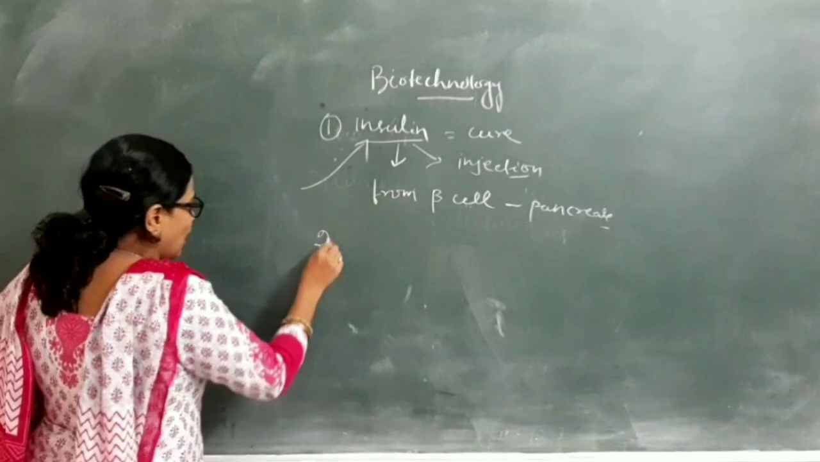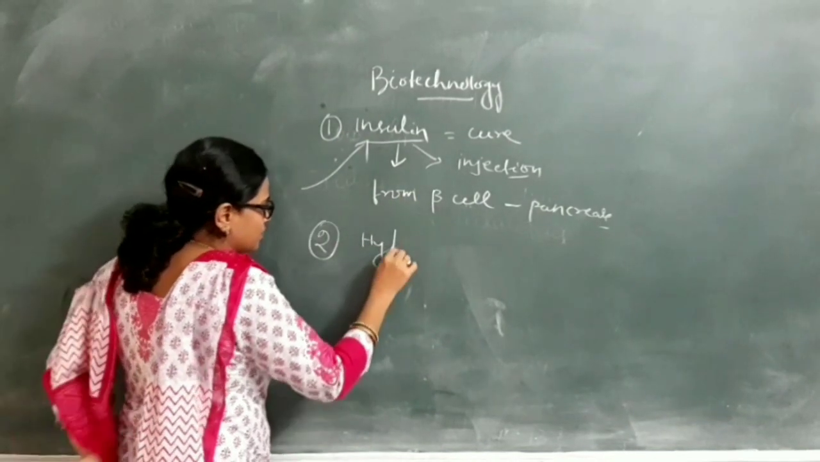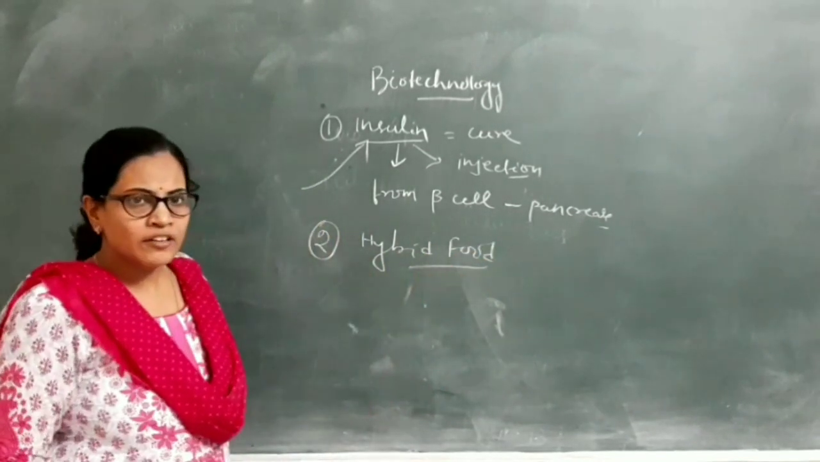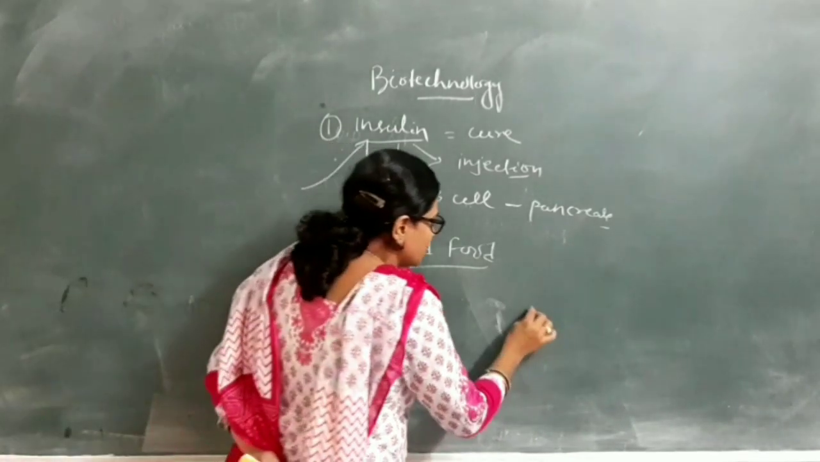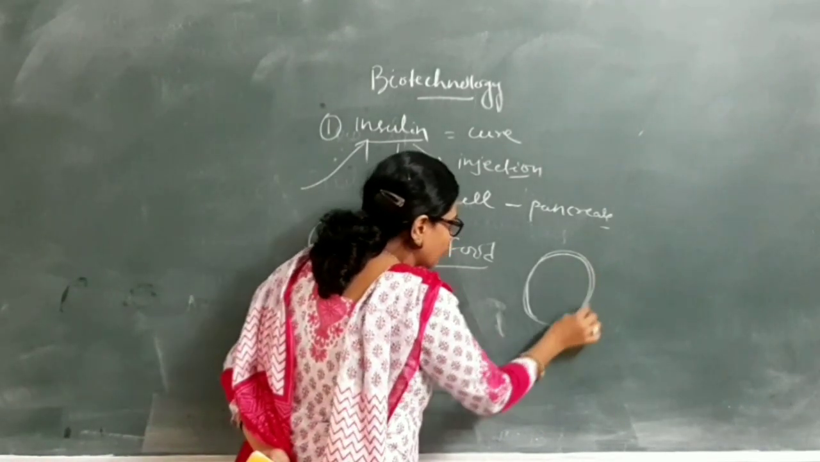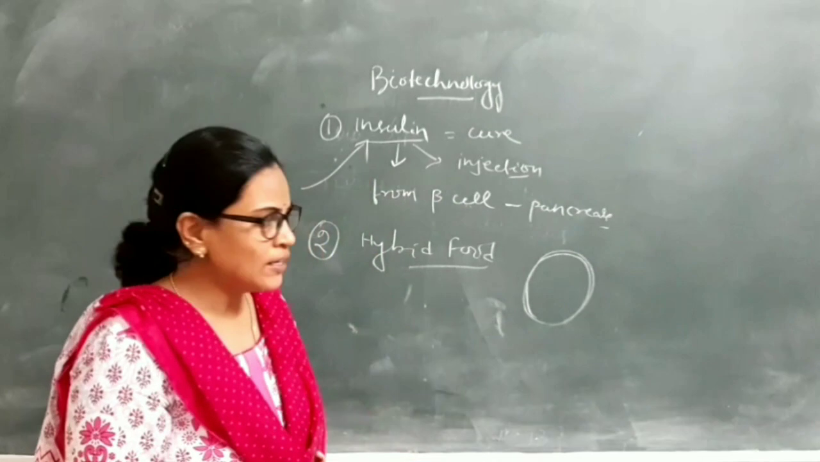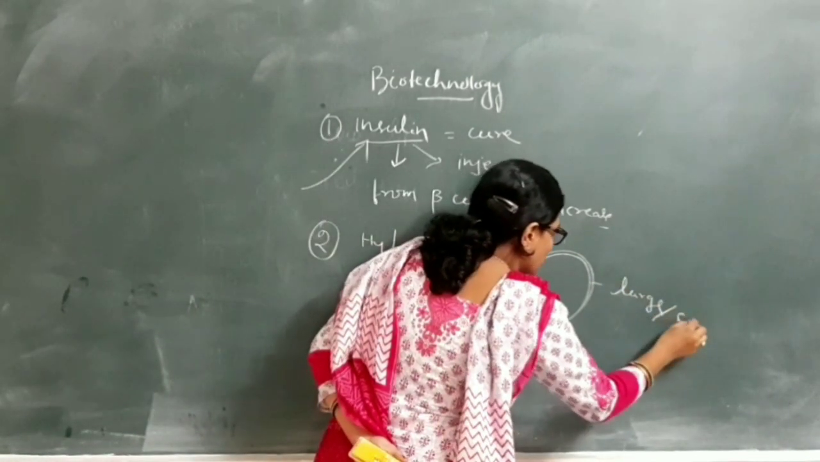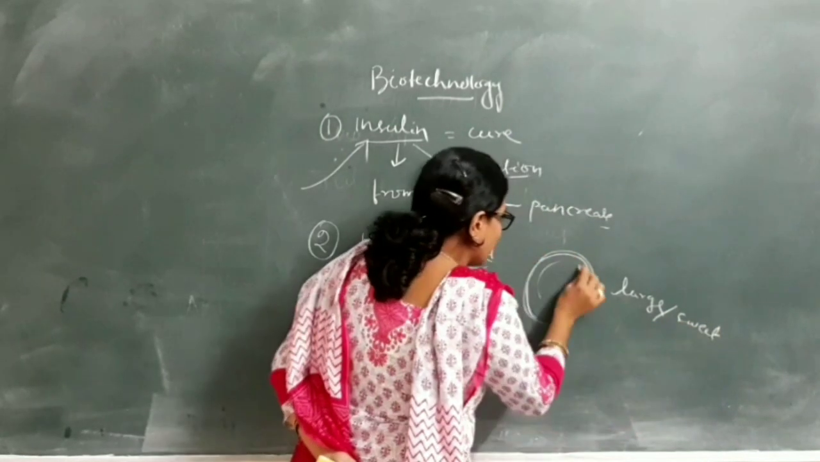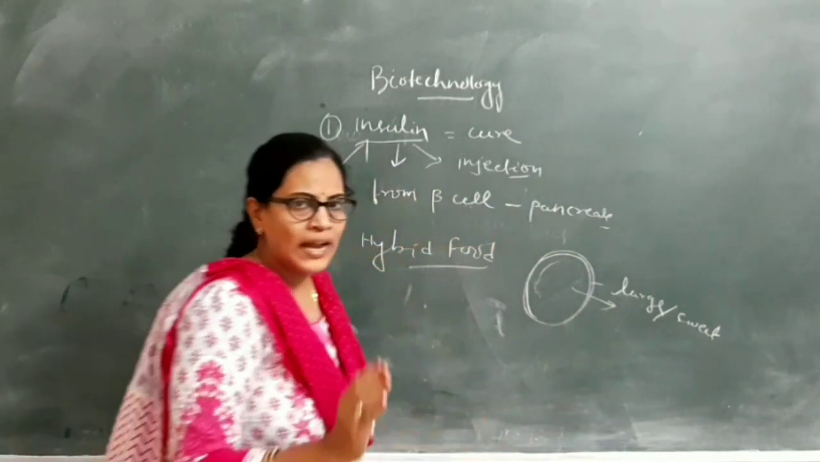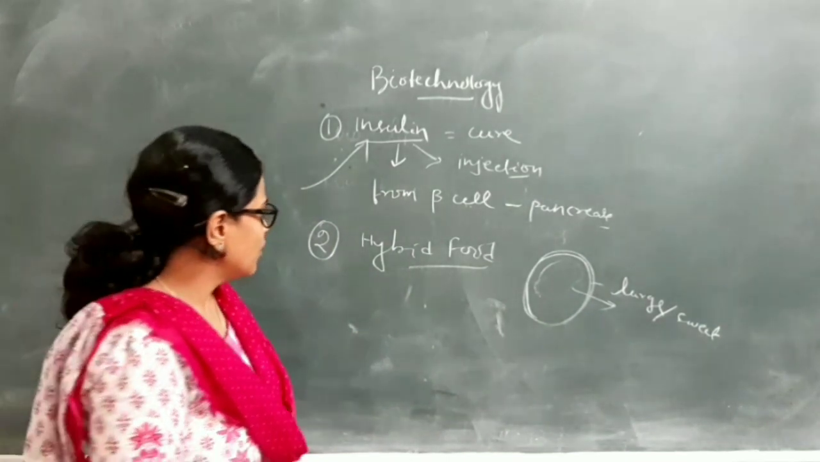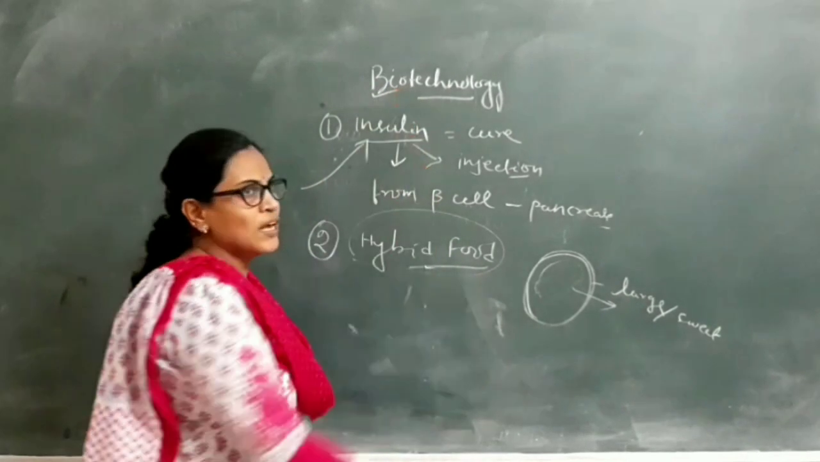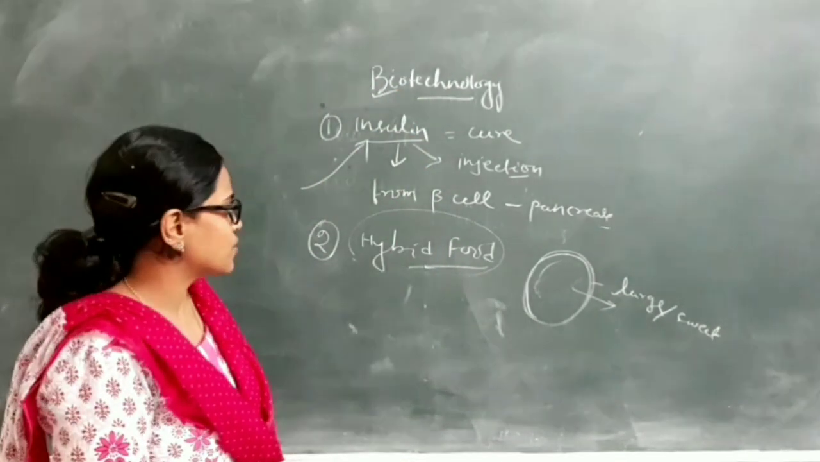Second, hybrid food production. Hybrid food means better food production. Today we see a variety of food in different types, large and sweet, in a very good manner, that does not rupture on every side. So hybrid food is food mainly produced through this biotechnological process.